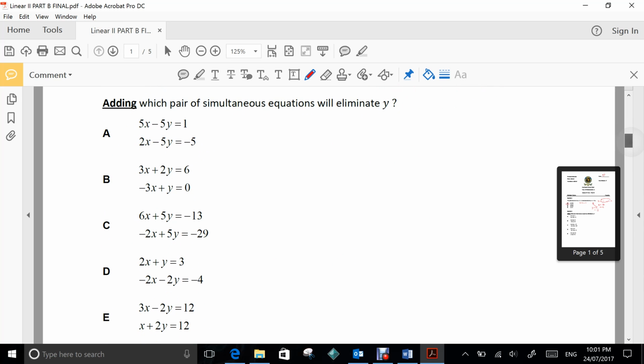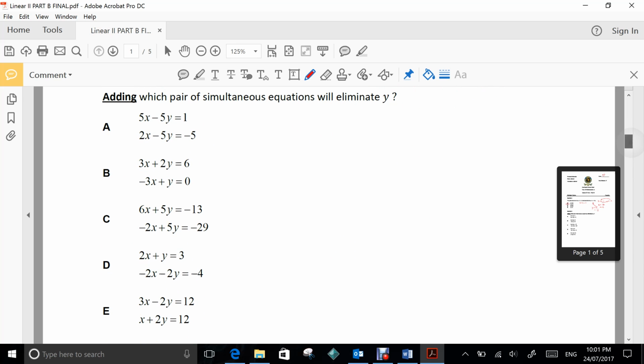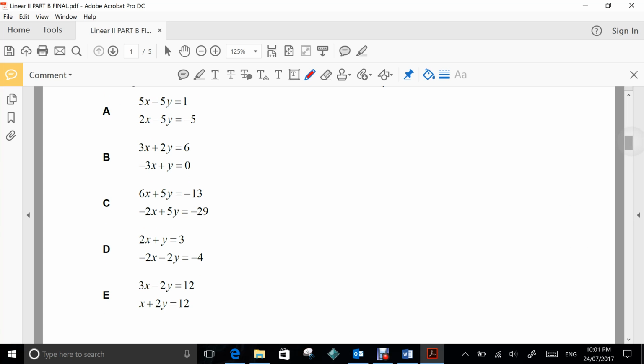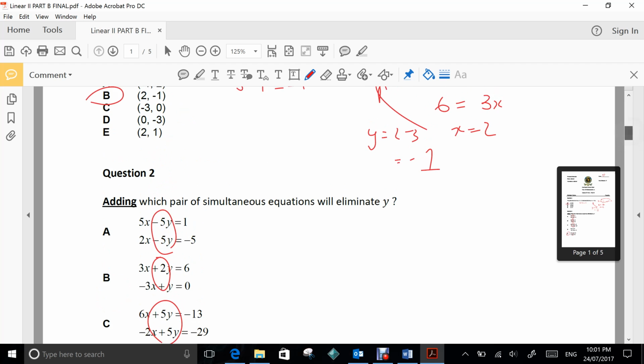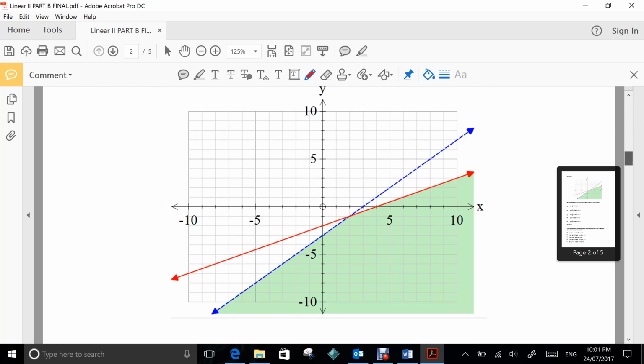Second one: adding which pair of simultaneous equations will eliminate y? If we were to add these two, we'd have negative 5 plus negative 5, which is negative 10. That's no good. These are definitely no good because their coefficients are different. These are no good because, again, if we add 5 and 5, we get 10. These are no good because their coefficients are different. This is the one that we want, because negative 2y plus 2y is 0y, and that will eliminate the y. So the answer to that one is E.